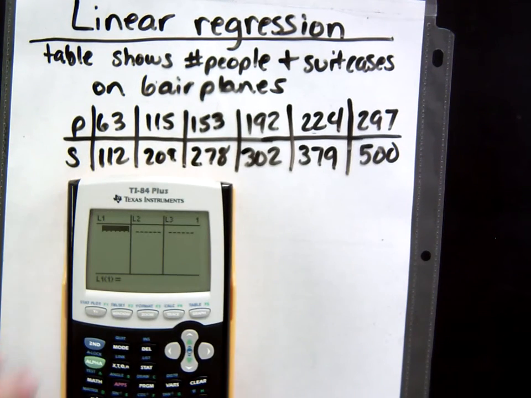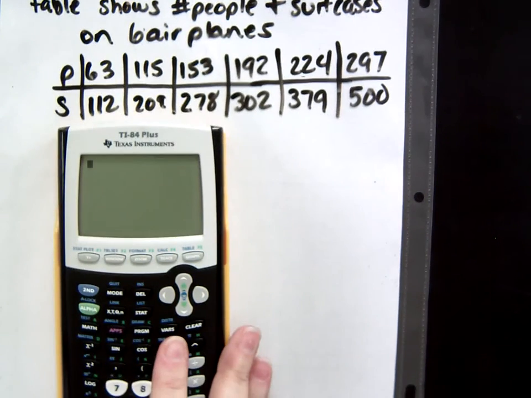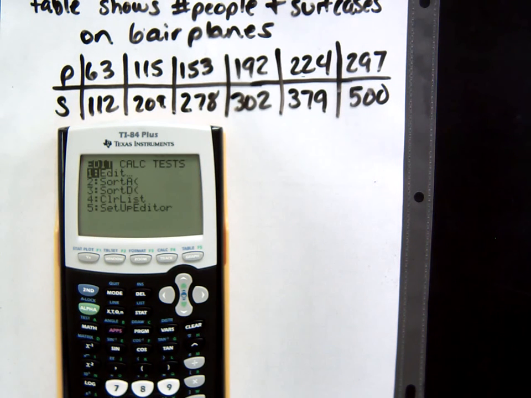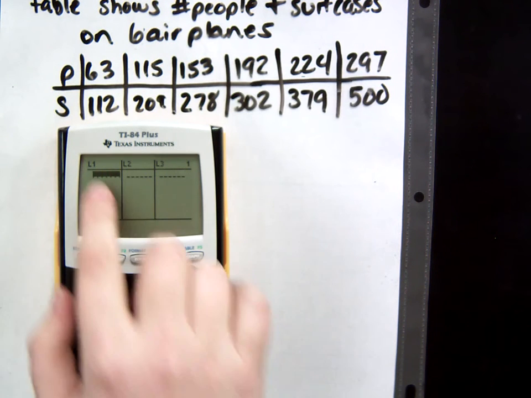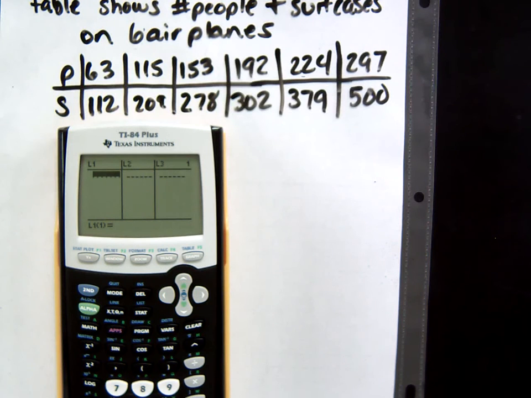Alright, so here's my TI-84 calculator, and I'll go all the way to the beginning. You want to hit the Stat button first, and then right there number 1 says Edit, so you just hit enter. Now L1 are your X values, and in this problem the X values, the independent variable, is the number of people. Most tables are set up your X then your Y. So in this one, the number of people, P, is our X value. So 63, 115, 153, 192, 224, and 297 are the X values.